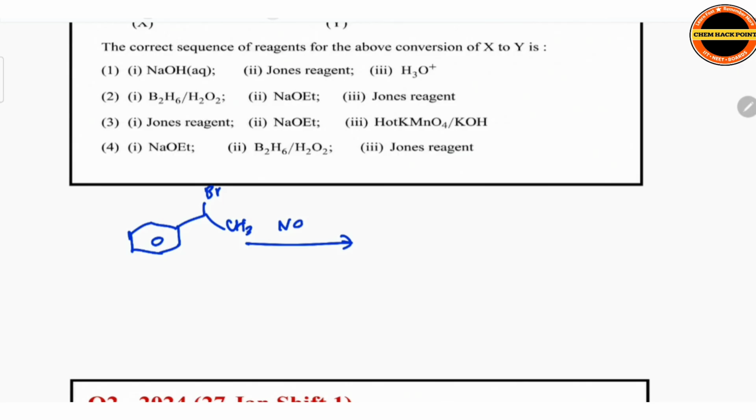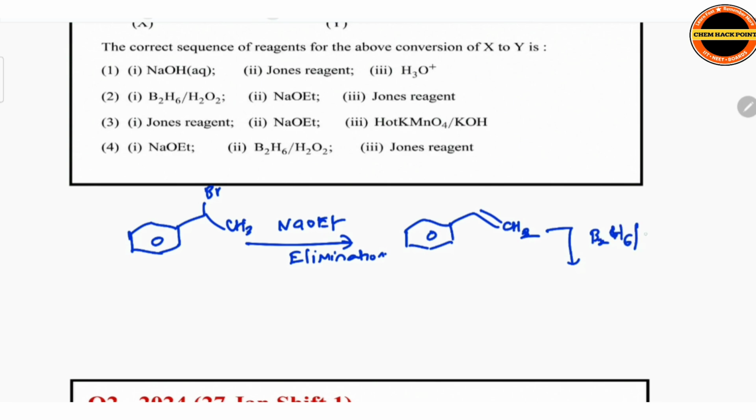First, an elimination reaction occurs. If we take NaOEt here, the elimination reaction occurs. What happens in the elimination? Dehydrohalogenation, that is, hydrogen and halogen are removed. After the elimination, you will get this particular CH2 product. Then after that, B2H6, H2O2. So hydroboration oxidation. What does it add? It adds the negative part to the double-bonded carbon with more hydrogens and the positive part to the double-bonded carbon with fewer hydrogens, which is anti-Markovnikov's rule.